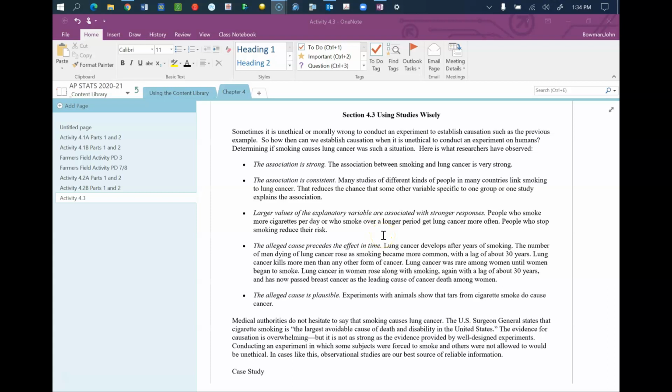They found that people who were dying from lung cancer in large numbers also smoked before they developed lung cancer. And then lastly, the alleged cause is plausible. This is where experiments with animals showed that was the case. Animals that were exposed to the tar from cigarettes ended up with lung cancer.